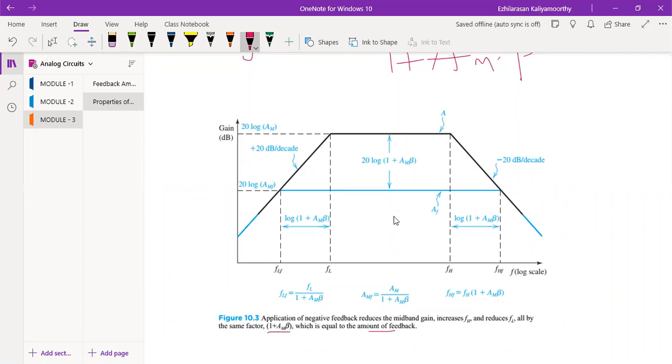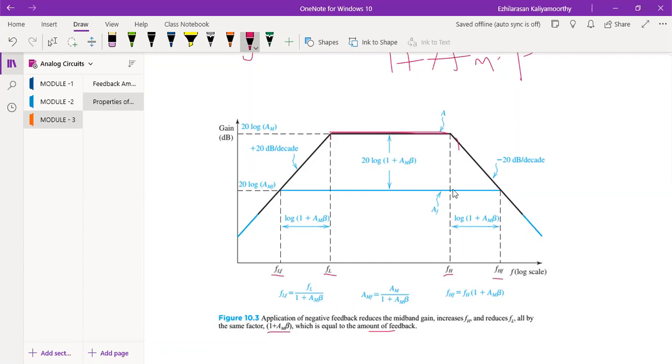So we are having FL, the lower cutoff frequency, then the higher cutoff frequency FH here. Now we can see only this portion is the midband actually. So the midband is getting reduced. Because of this feedback, the midband gain will reduce, but it increases the FH. At the same time, it is reducing the FL.